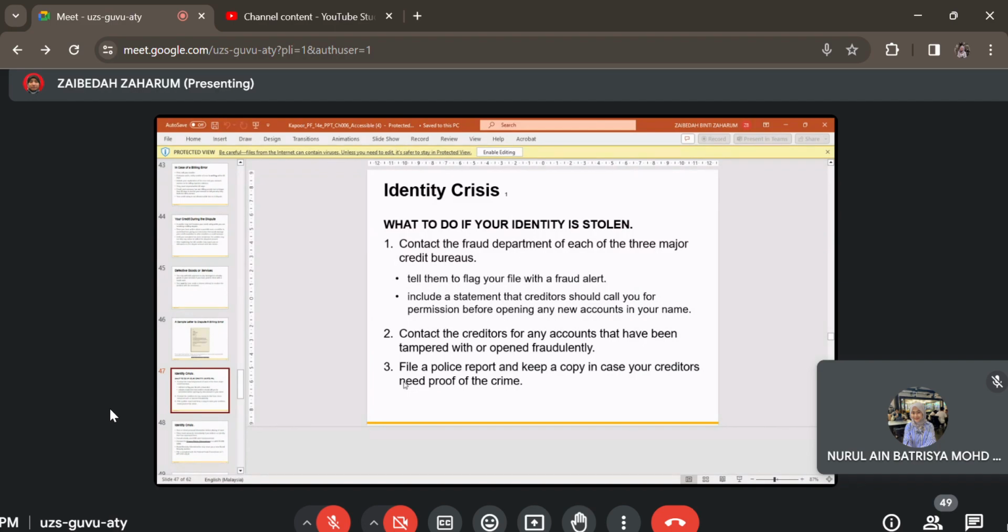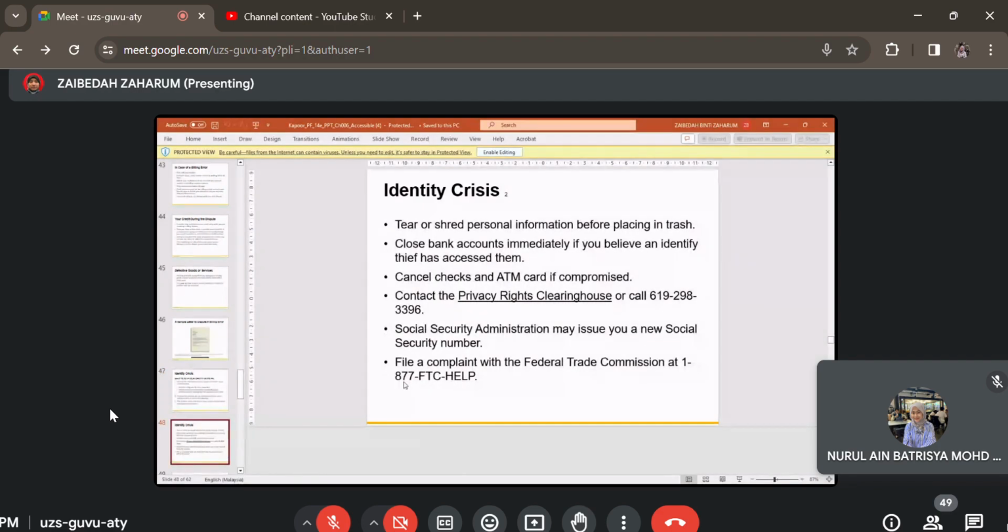Kadang tiba-tiba orang guna kita punya identity, apply for the credit card. Kita dapat bill suruh bayar, padahal kita tak guna pun kad tersebut. And then you have to shred personal information. Close bank account immediately. And then cancel checks and ATM card. And then contact whoever the parties yang tertentu.